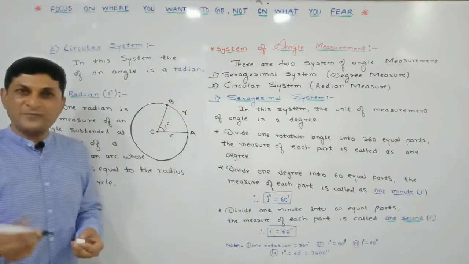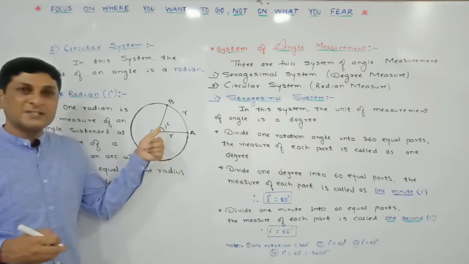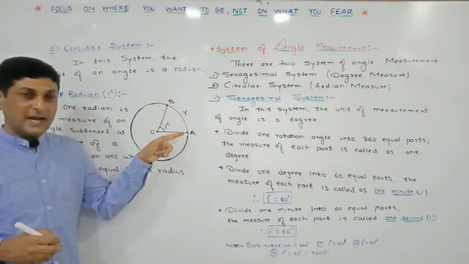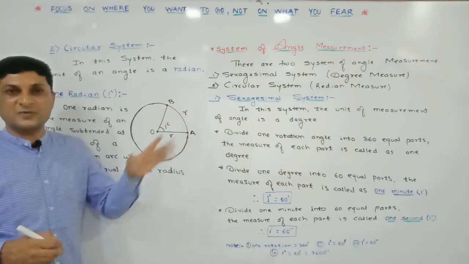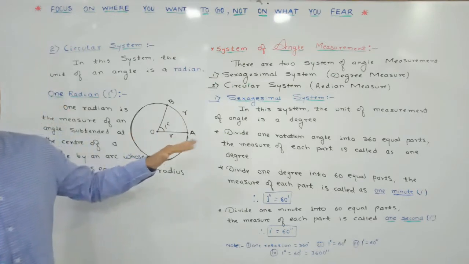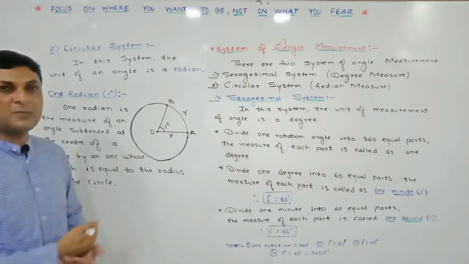So the idea about the definition of 1 radian is clear. It is the angle formed at what? The center of a circle. It is subtended by what? An arc of a circle. And what is the length of the arc? The radius of the circle. Meaning 1 radian is the angle subtended at the center of a circle by an arc of the circle whose length is equal to the radius. So this is the simple definition of radian.